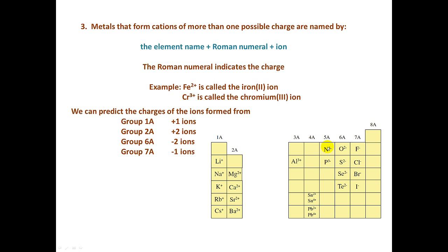In group 5A, they tend to gain electrons to become charged anions with a -3 charge. Group 6A, -2 charge, and group 7A, a -1 charge. For the transition elements and elements on this side of the periodic table, the metals that is, they can have different charges.